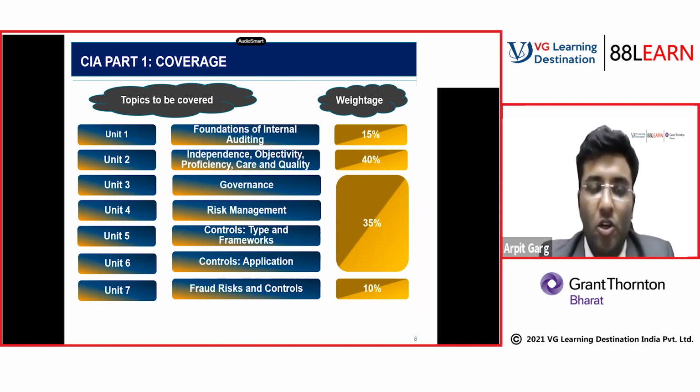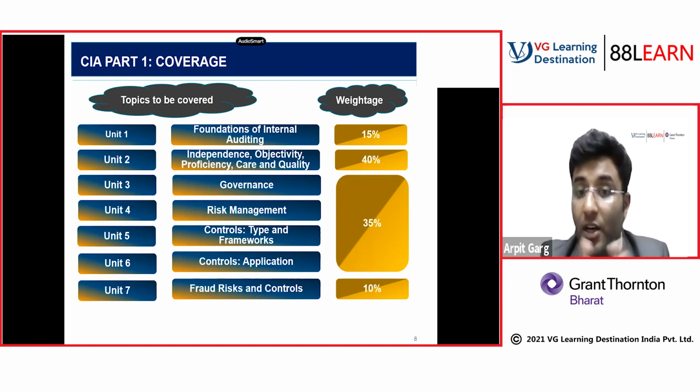Wonderful, folks. So with that, we have done the part 1 coverage. We have understood the weightage of different units and how we have to study the CIA part 1 program. Definitely, we are going to clear the part 1 program. Don't be worried. The only thing is how we will practically apply this. That is the best takeaway in the session series. We have to learn how to apply this practically so that we become a better internal auditor, folks.